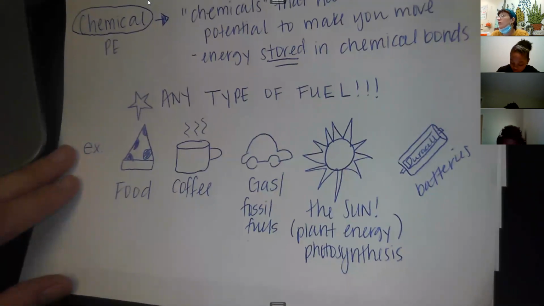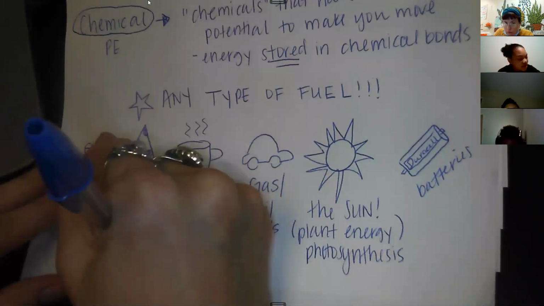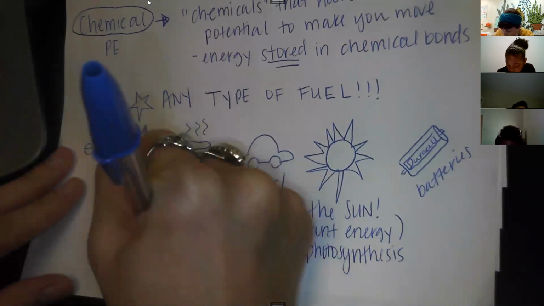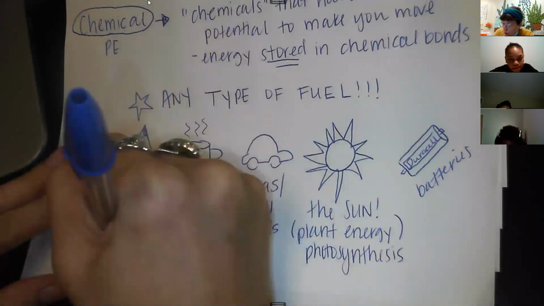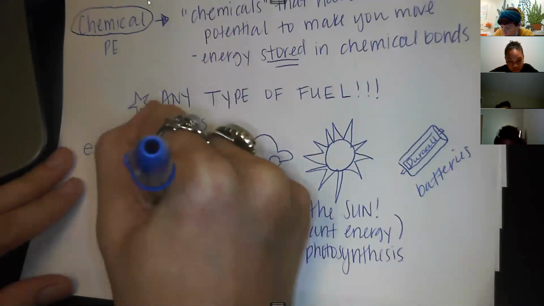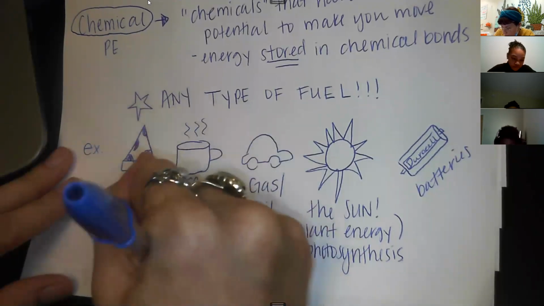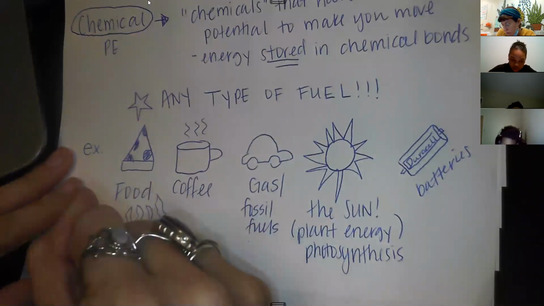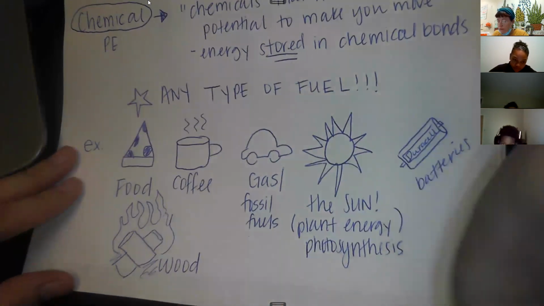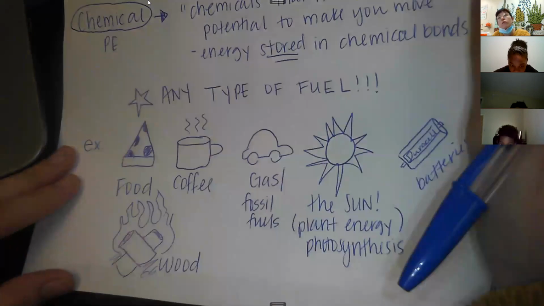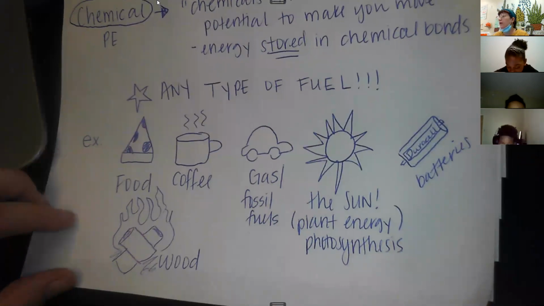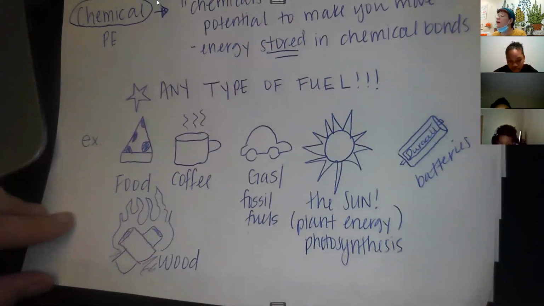What's something else that we could burn as fuel? Wood. Not fire necessarily, the wood in the fire. The wood in the fire. So any type of fuel is our example of chemical potential energy. If you're not a great drawer, that's okay.